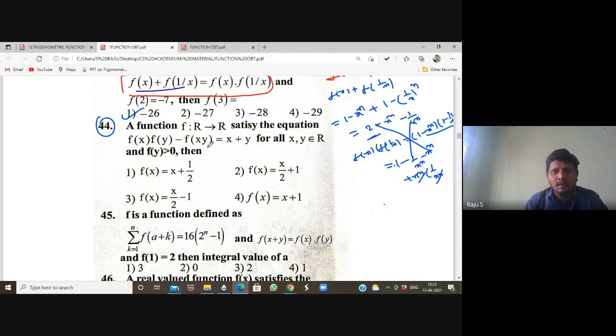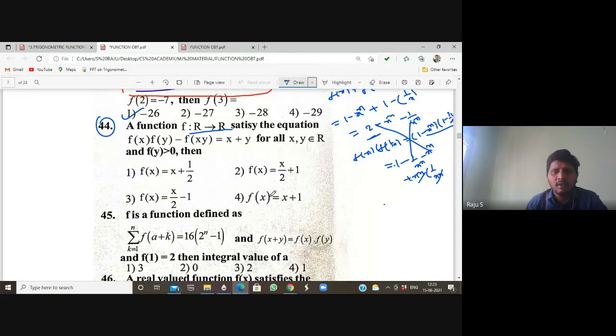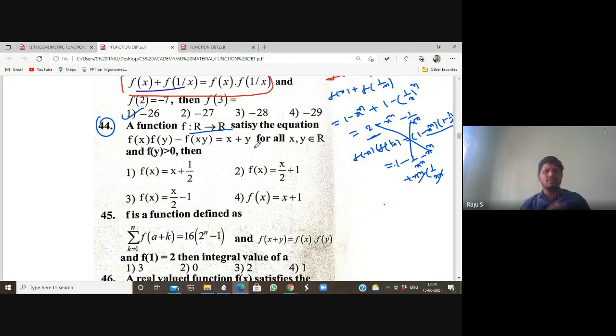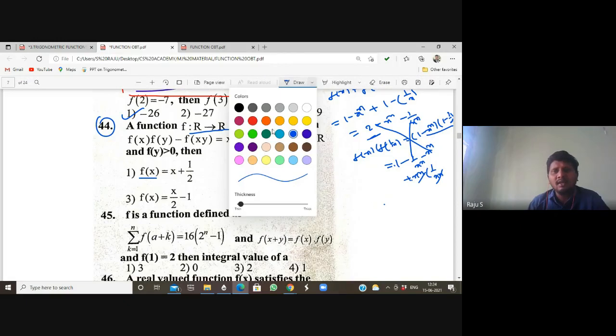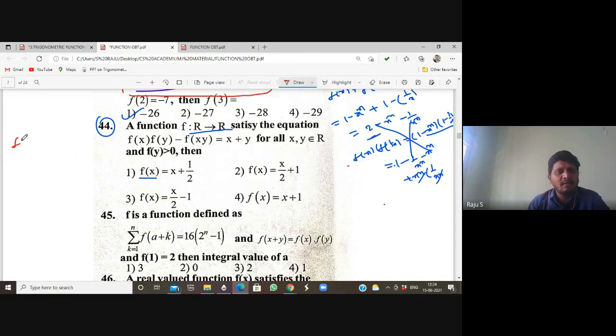Question 44. They define f from R to R, and for which of the following functions is this condition satisfied? Just option verification. Nothing to do. f of x is given as x plus 1 by 2. From that you can write f of y. If I take the first option, f of y is y plus 1 by 2. f of xy is xy plus 1 by 2.